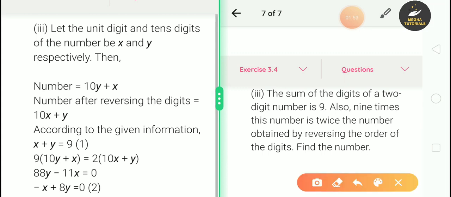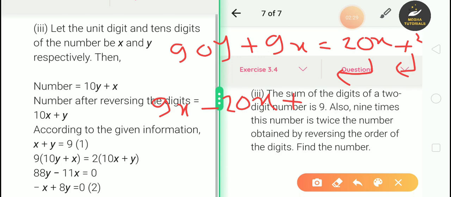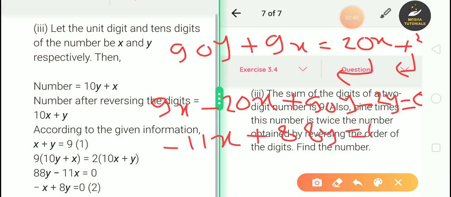So 9 tens are 90y plus 9x is equal to 2 tens are 20x plus 2y. So transpose 20x and 2y to the left hand side. So 9x minus 20x plus 90y minus 2y is equal to 0. So 9x minus 20x is minus 11x, plus 88y is equal to 0. You can divide the whole equation by 11. So we'll get minus x plus 8y is equal to 0. It means the second equation is minus x plus 8y is equal to 0.